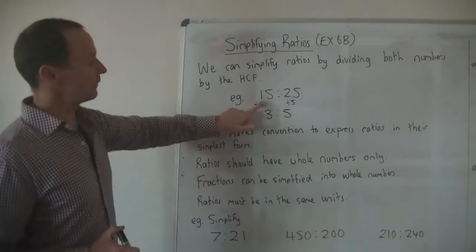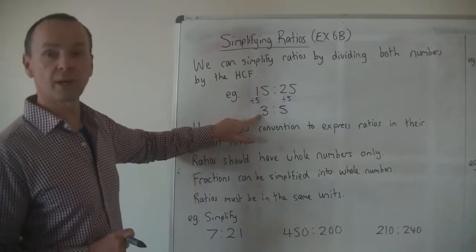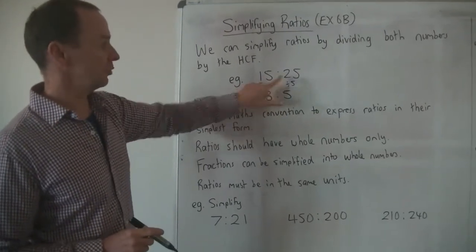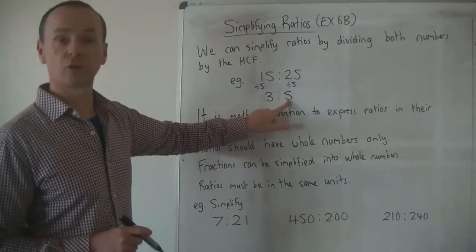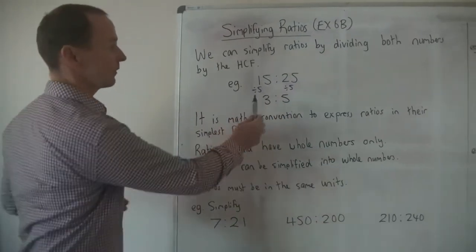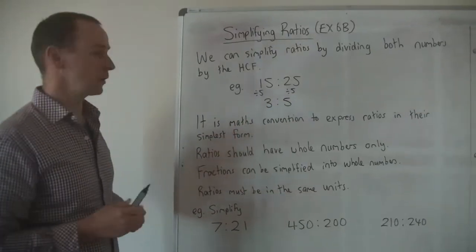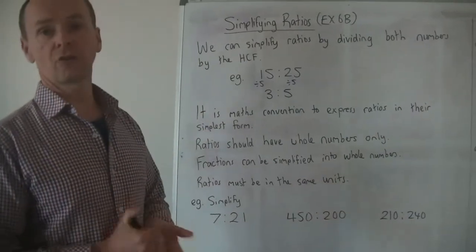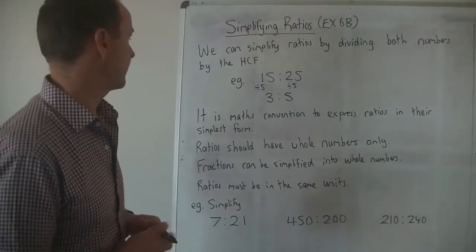So 5 goes into 15, 5 goes into 25. 15 divided by 5 is 3, 25 divided by 5 is 5. So the ratio 15 to 25 is the same as, or simplified to, 3 to 5. Make sure it's in the right order, so the smallest number then the biggest, see? It's the right order, and you know you're correct. Good job. For this topic, times tables are essential. If you're good at your times tables, it'll be a whole lot easier.